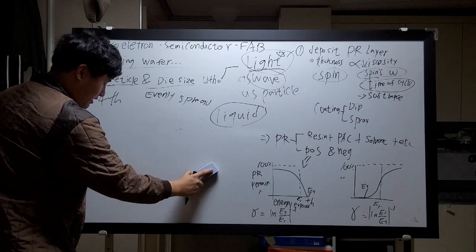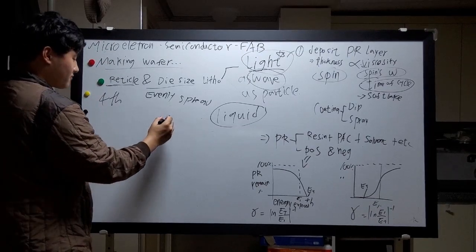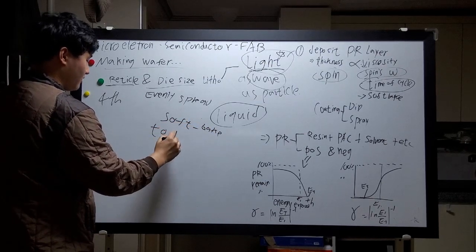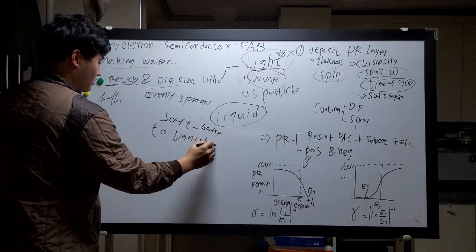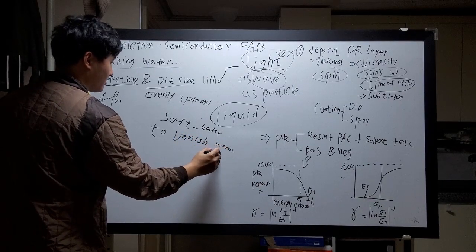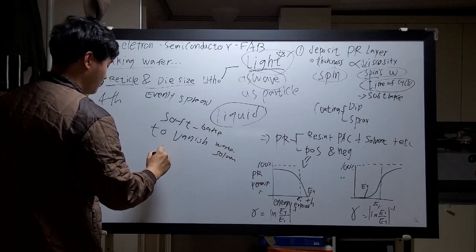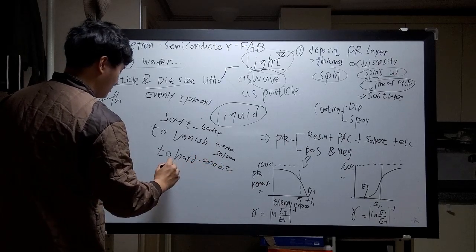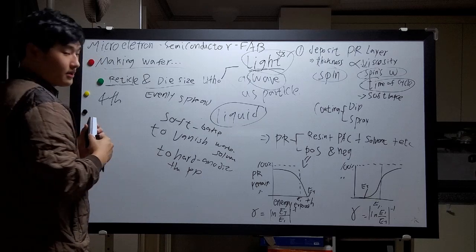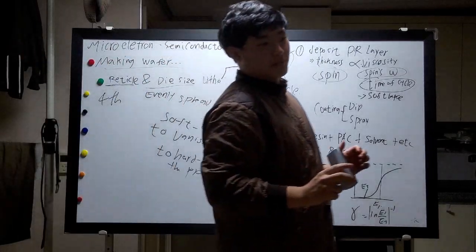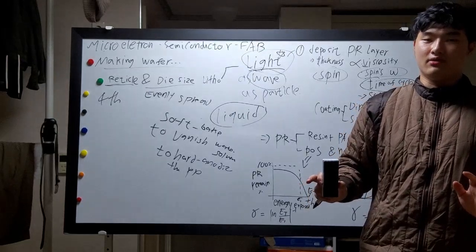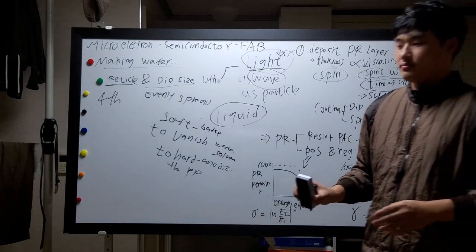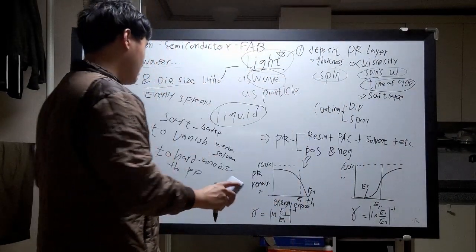After making the even surface, we need a soft bake to drive off the water or solvent and harden the PR. After soft baking, the PR will be hardened enough and will behave like a hard product, not like water.